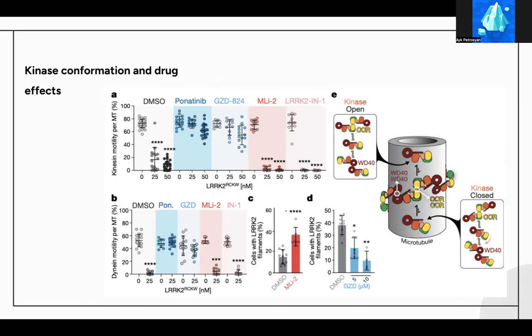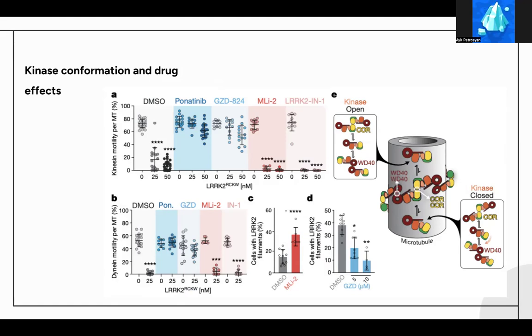In cell-based assays, these inhibitors had complementary effects on LRRK2 filament formation. Overexpressed LRRK2 formed abundant filaments that were suppressed by GZD824, but increased by MLI2. These effects occurred without significant changes to total LRRK2 levels or microtubule architecture, reinforcing the role of conformation in governing LRRK2's filament forming propensity.